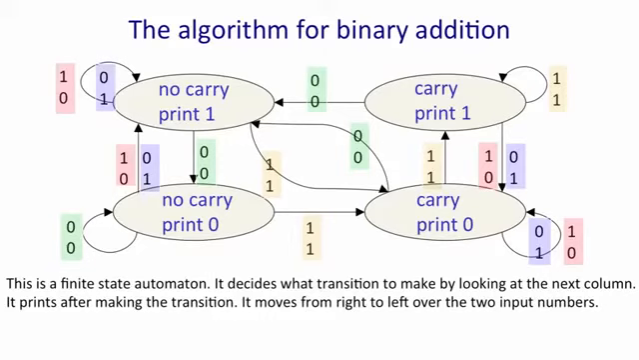So if you look on the top right, it's in the carry state and it's just printed a 1. If it sees a 1, 1, it goes back into the same state and prints another 1. If, however, it sees a 1, 0 or a 0, 1, it goes into the carry state but prints a 0. If it sees a 0, 0, it goes into the no carry state and prints a 1, and so on.